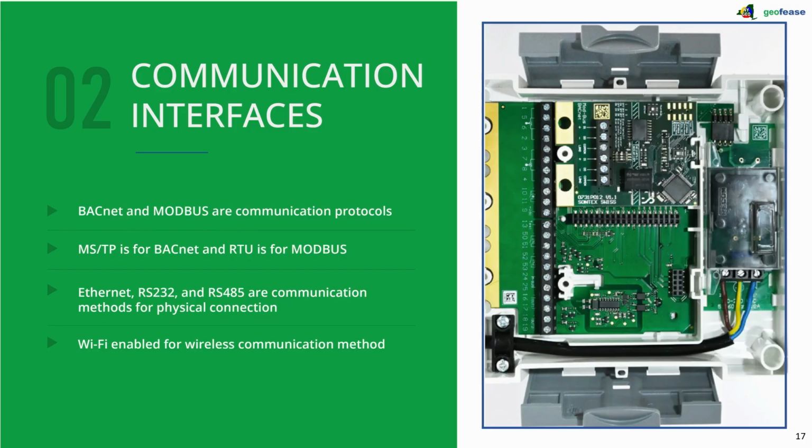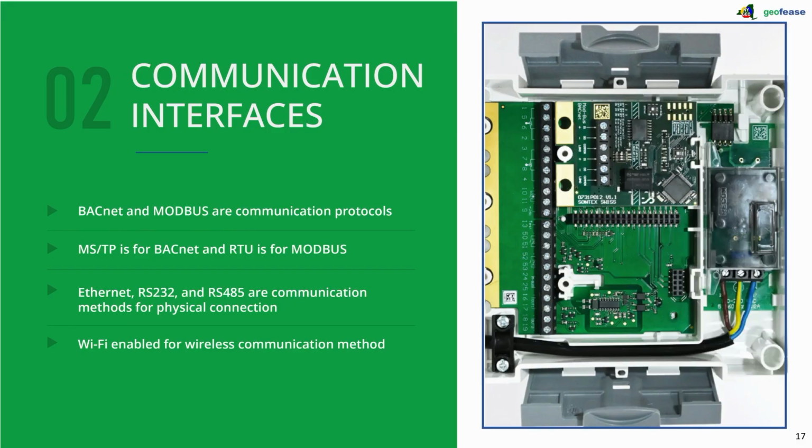Communication interfaces. Typically in building automation systems, we have BACnet and Modbus. MSTP is for BACnet, RTU for Modbus. For physical connections, we have Ethernet, RS-232 and RS-485. And then a little less common in commercial buildings is a wireless communication method, which is Wi-Fi.